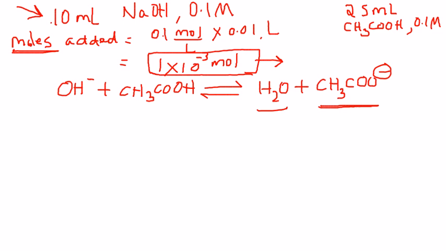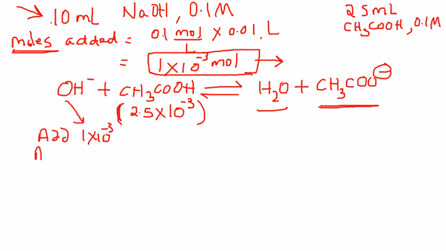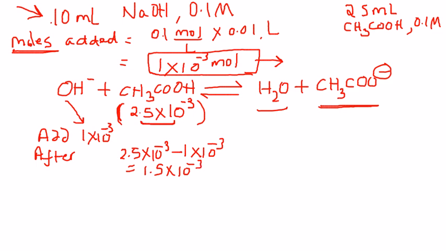So now the question is, how much acetate will be generated in the system? Realize your initial number of moles before the addition of the sodium hydroxide was 2.5 times 10 to the power of minus 3. That's what you began with, right? And we have added 1 times 10 to the power of minus 3 of the hydroxide. That means after addition, since we still have more of the acetic acid, hopefully you can see that 2.5 times 10 to the negative 3 minus 1 times 10 to the negative 3 of the acetic acid is still going to remain. So that gives me 1.5 times 10 to the negative 3 moles.